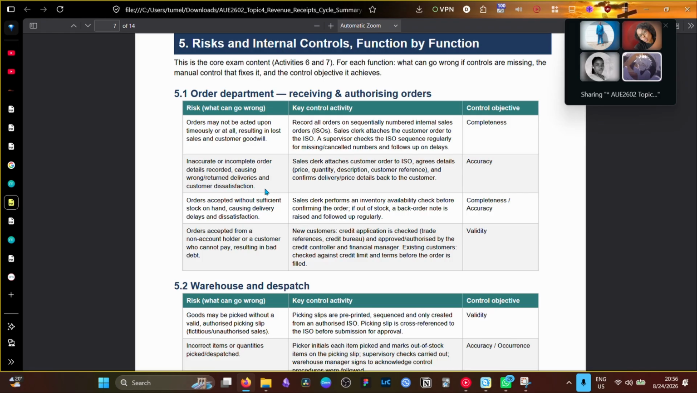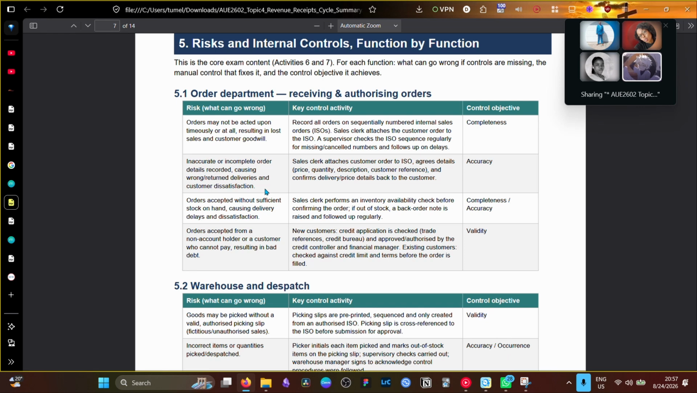So what must happen here? The sales clerk performs an inventory availability check before confirming the order. If out of stock, a back order note is raised and followed up regularly. Another document that is here, and this is very important to know which document is where, is the back order note. We also see we had the ISO and we had a customer order.